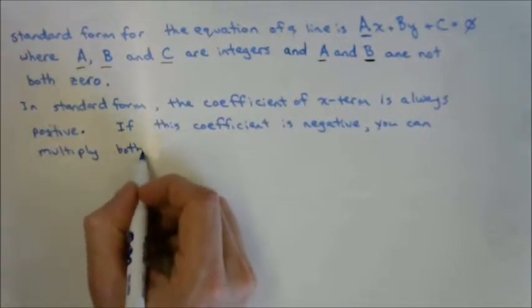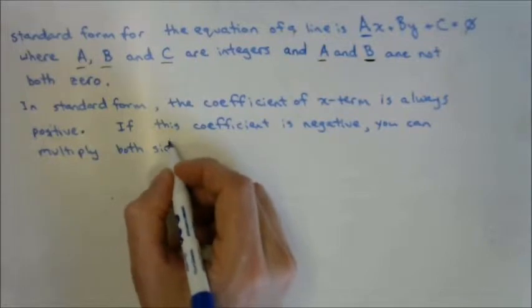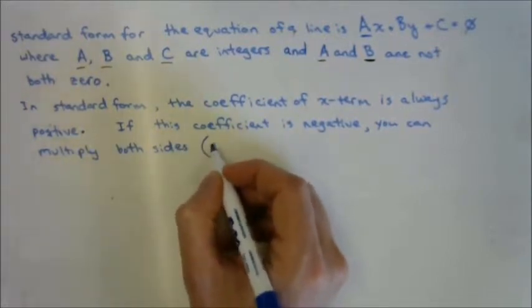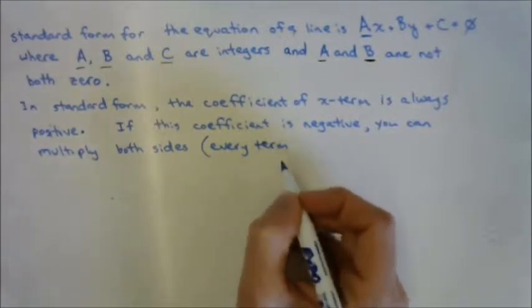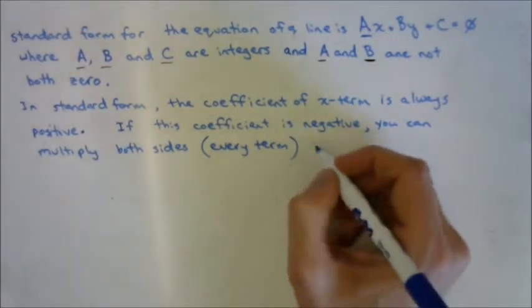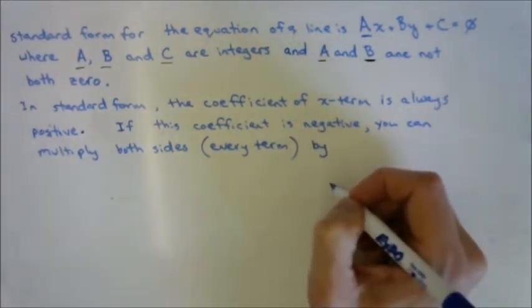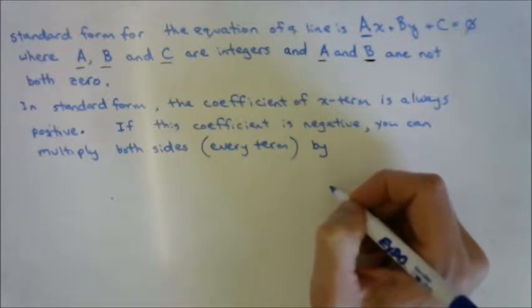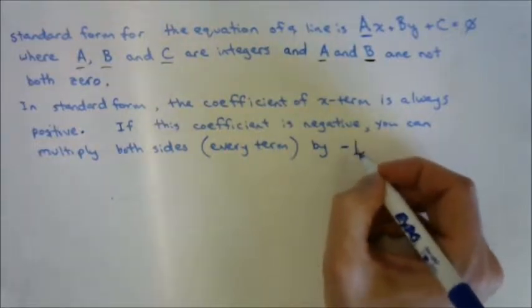both sides, because we have to do the same thing to both sides if we're going to do anything. You can multiply both sides, and then in brackets I'm going to put every term. So it doesn't mean just one of the terms on each side, it means every term on each side. Multiply both sides by, do you guys know how to get rid of a negative sign in front of something? Multiply it by a negative, but we don't want to change the value of the number, so we have to multiply by negative 1. Okay, multiply by negative 1.